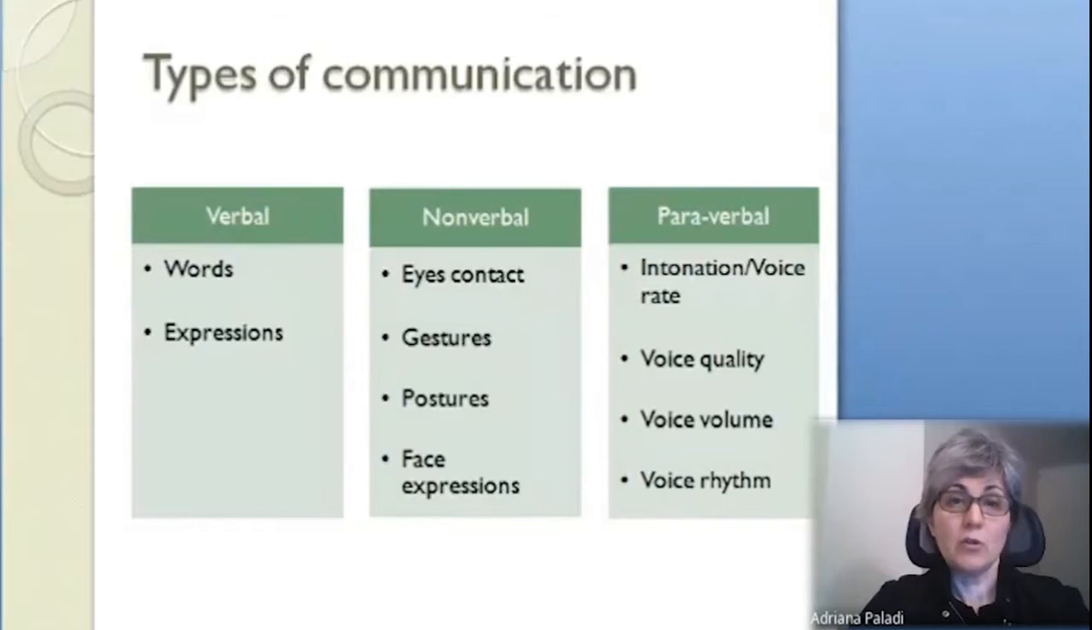Verbal communication consists of using words and expressions in order to make the link with the other person. Nonverbal communication includes eye contact, gesture, posture, and face expression. Paraverbal communication includes intonation, voice quality, voice volume, voice rate, and so on and so forth.